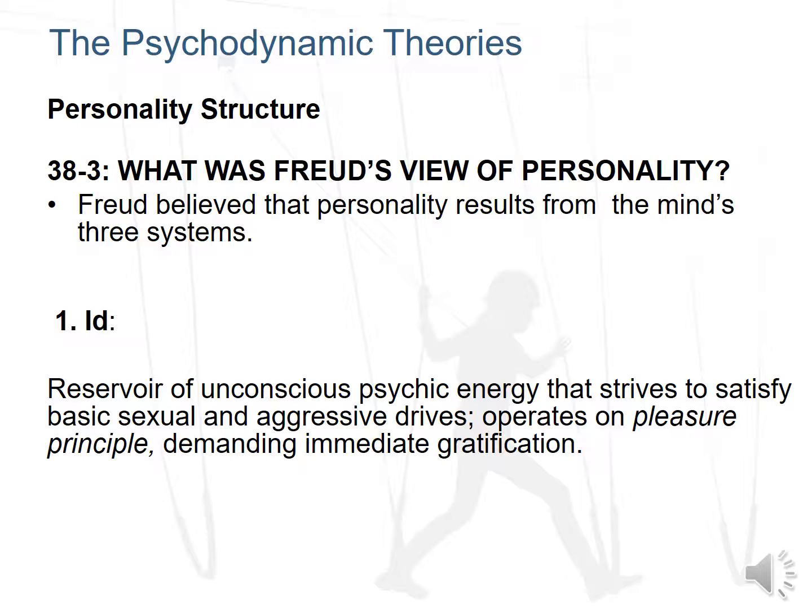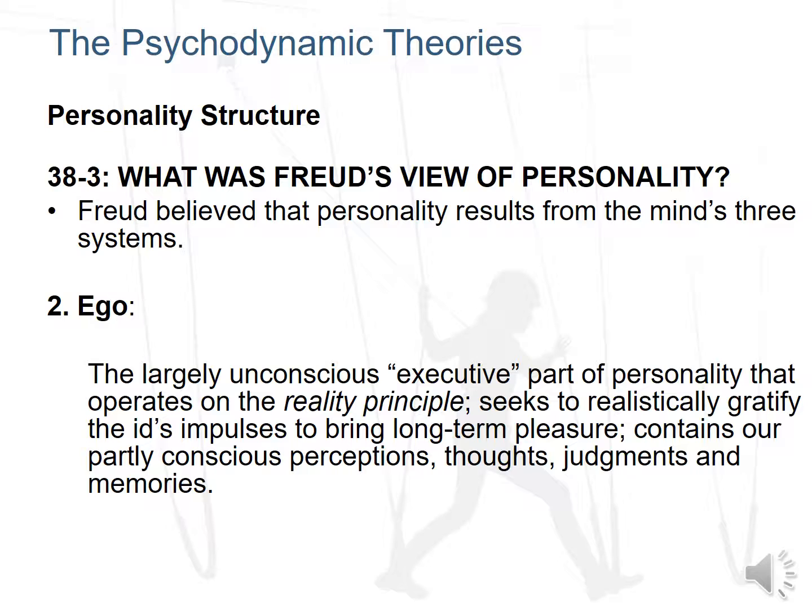So what was Freud's actual view of personality? Freud believed that personality results from the mind's three systems: the id, the ego, and the superego. Id, which in Latin means "it," is the reservoir of unconscious psychic energy that strives to satisfy basic sexual and aggressive drives, operates on the pleasure principle, and demands immediate gratification.